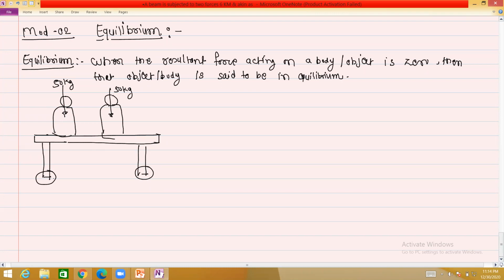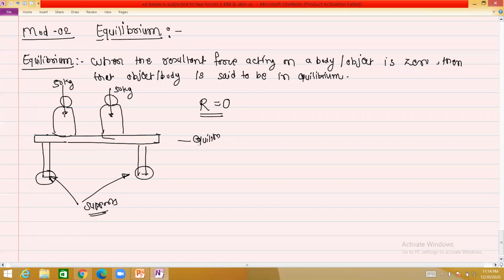That means these two supports offer equal and opposite force to the applied weight of 100 kg. So in this case the resultant acting on the system is zero. As the resultant is zero, we can say the given system is in equilibrium.